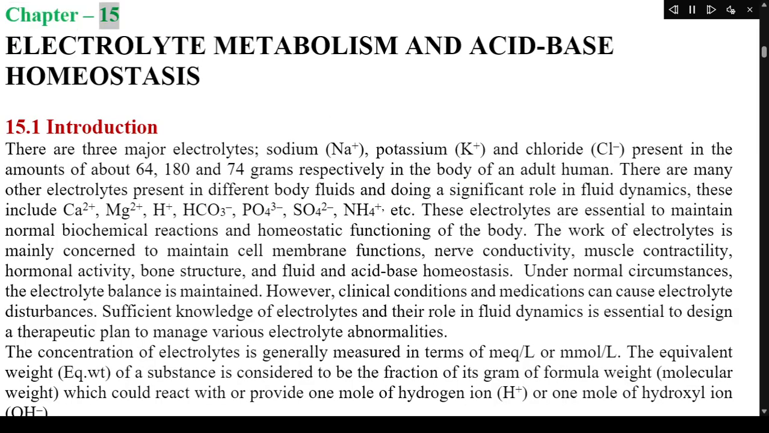Chapter 15. Electrolyte Metabolism and Acid-Base Homeostasis. 15.1 Introduction. There are three major electrolytes, sodium, Na+, potassium, K+, and chloride, Cl-, present in the amounts of about 64, 180 and 74 grams respectively in the body of an adult human.